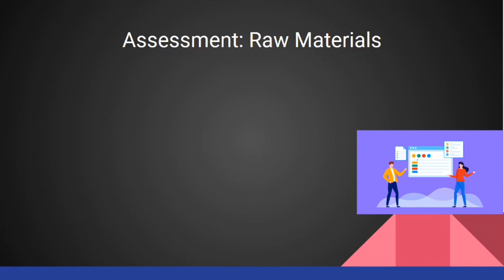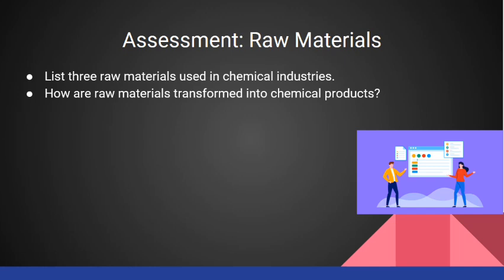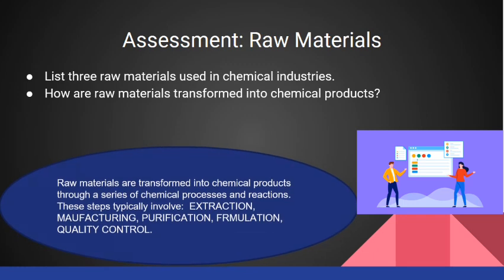Okay, now quickly look at these assessments on raw materials. Name 3 raw materials used in chemical industries. How are raw materials transformed into chemical products? You can just take a look at it once you are done. So raw materials are transformed into chemical products through a series of chemical processes and reactions. These steps typically involve extraction, manufacturing, purification, formulation, and quality control. I have said all this because of my explanation at the beginning of the video.